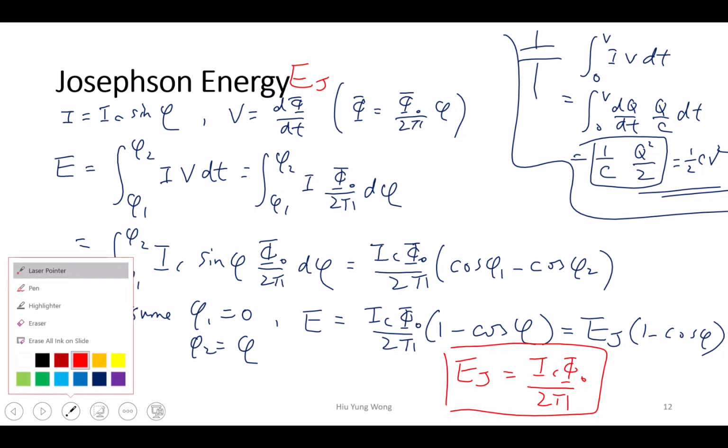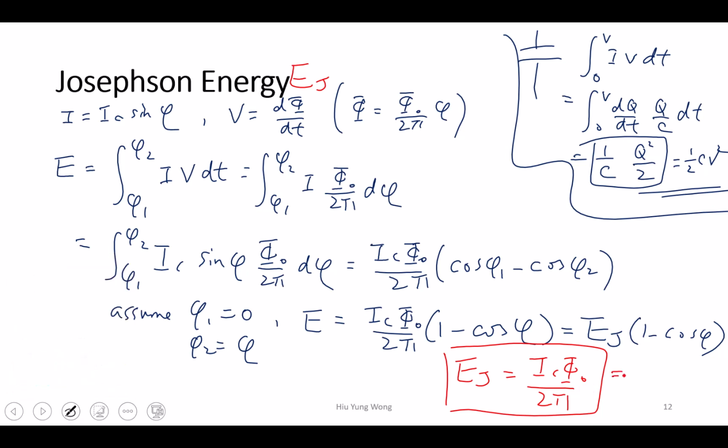Then from here, you can also find that the Josephson junction inductance is equal to phi 0 squared divided by 2 pi squared times EJ. Right? I don't think you need to memorize this. Maybe I will give you if I need that. But I just want you to know that the Josephson inductance has some relationship with the Josephson energy. But the most important is that we have a Josephson energy, EJ, times 1 minus cosine phi.